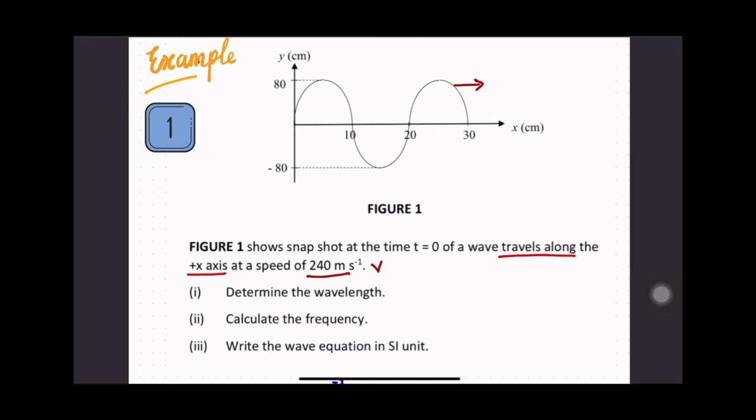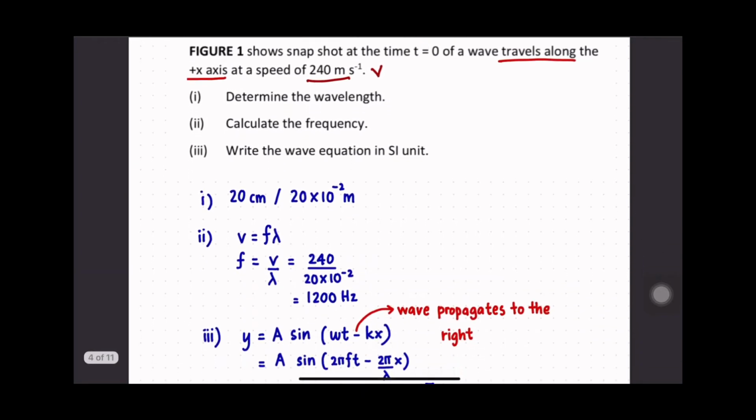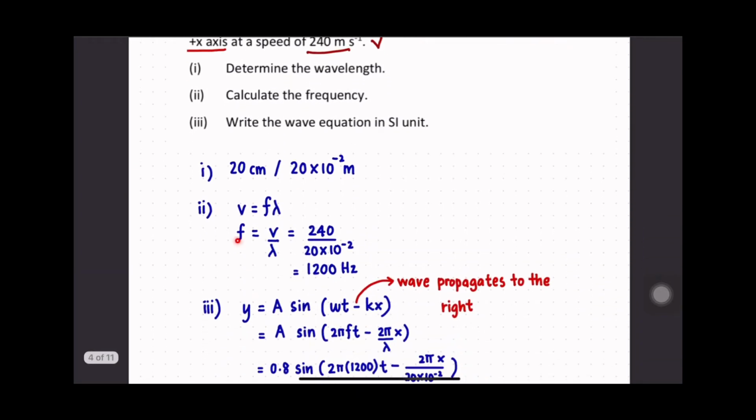As you know, the graph represents y against x, so one complete 20 cm is the wavelength. Okay, calculate the frequency. Frequency you can calculate by using the equation V equal to F lambda, where F is equal to V over lambda. So you get the value of frequency as 1200 Hz.